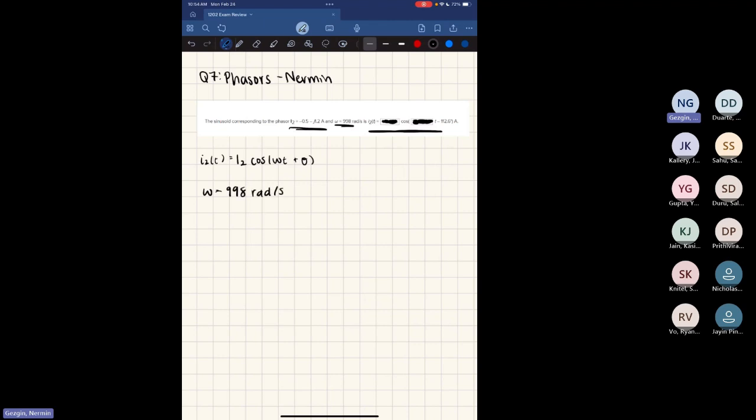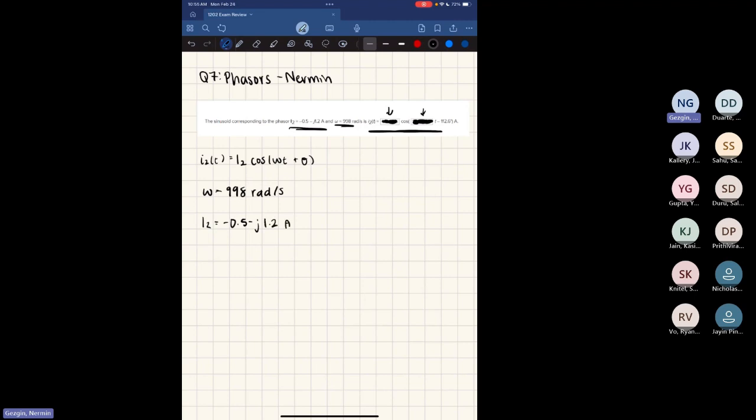If you guys remember from the previous phasor question, we need to convert rectangular into polar so that we can easily implement it into this equation here. So we take I2, which is in rectangular form right now, and it's given as negative 0.5 minus j 1.2.